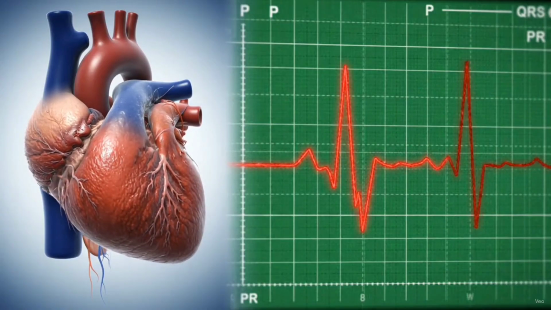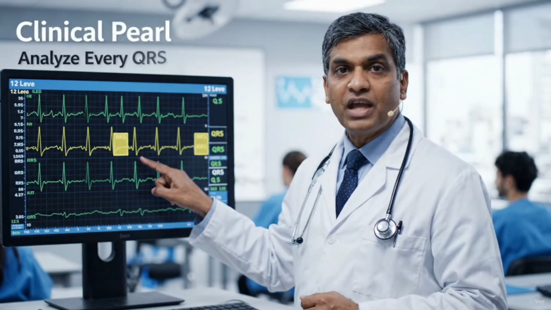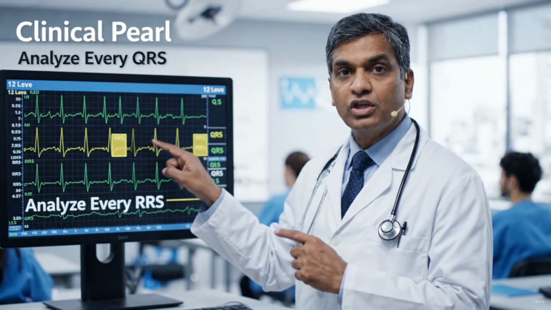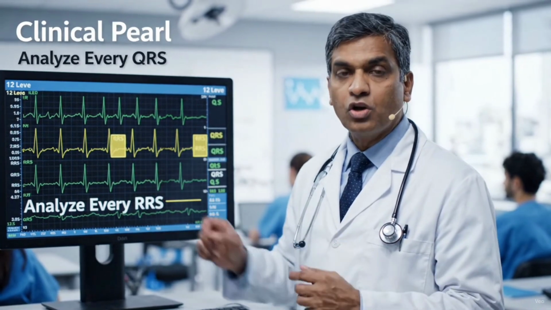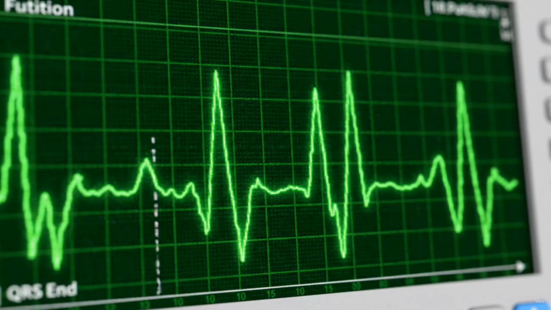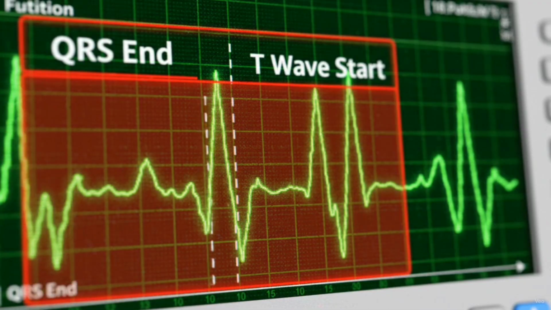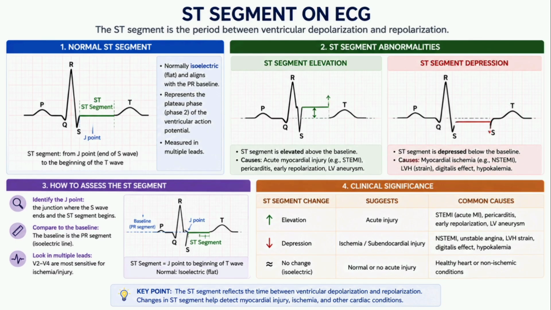Increased QRS voltage may indicate ventricular hypertrophy. Always evaluate QRS morphology, duration, and voltage when interpreting an ECG. After the QRS complex, the ST segment begins and ends at the beginning of the T wave. The junction between the QRS complex and ST segment is called the J point.